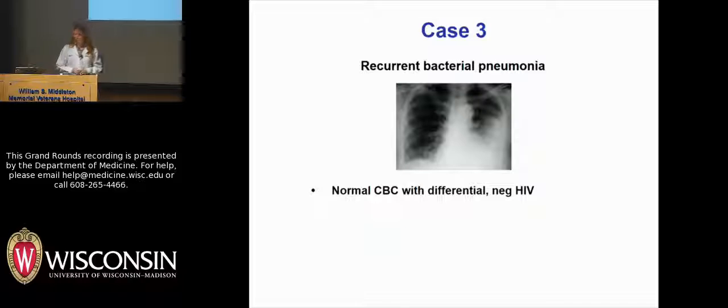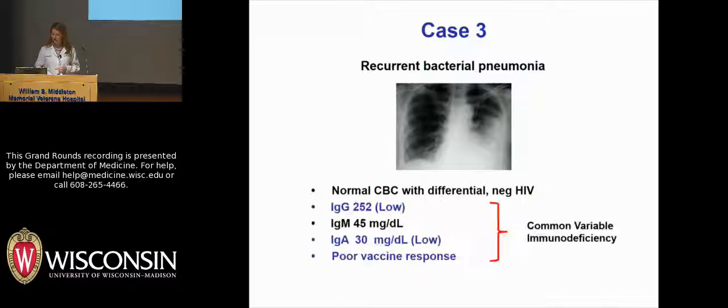But going back to our patient, she had recurrent bacterial pneumonia. She underwent workup with a CBC with differential and a negative HIV test. Then ultimately, her immunoglobulin levels were checked to evaluate for common variable immunodeficiency. And you can see here that she fit criteria. She has a low IgG, a borderline low IgM, and a low IgA.